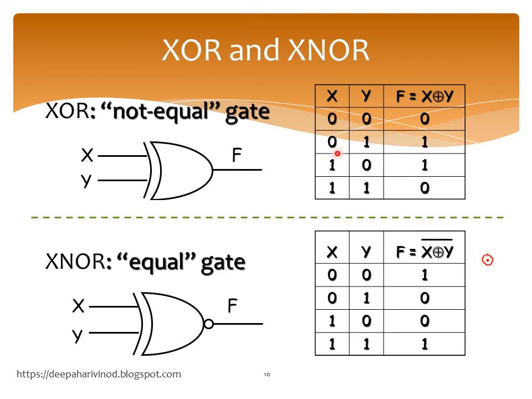If one of the inputs is 0, that is if the X input is 0, whatever is given in the Y, the same will appear at the output. If one of the inputs is 1, that is if X is equal to 1, whatever is given in the Y, the complement of Y will appear at the output. This is the truth table of the XOR gate.